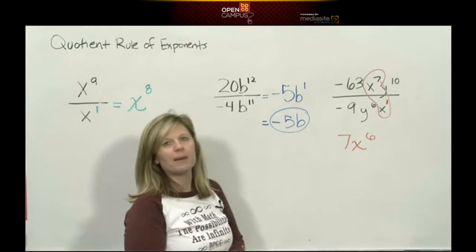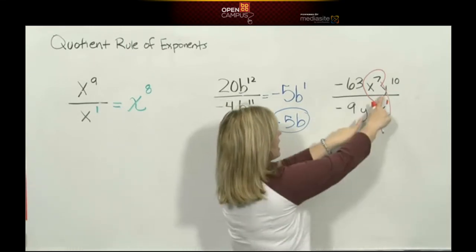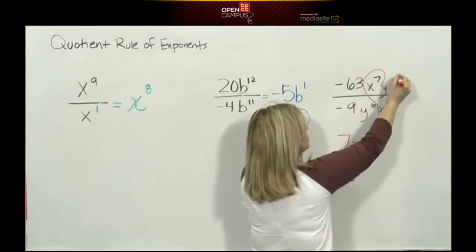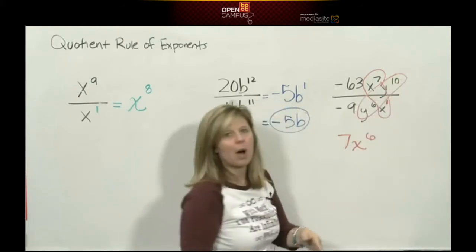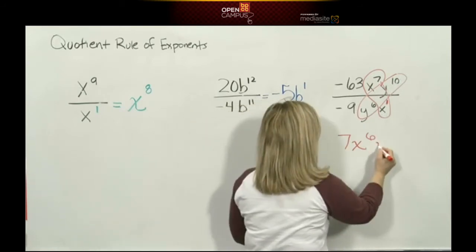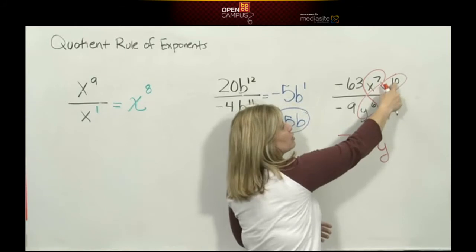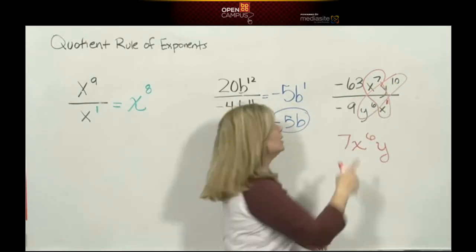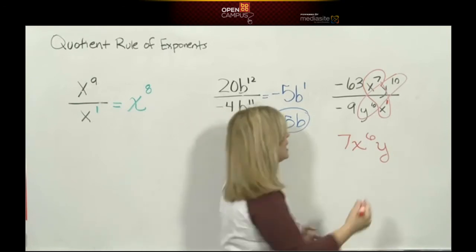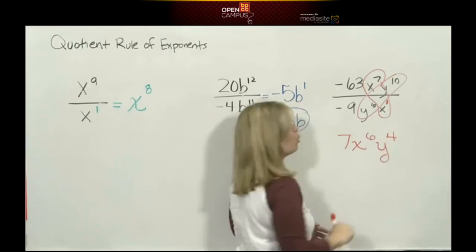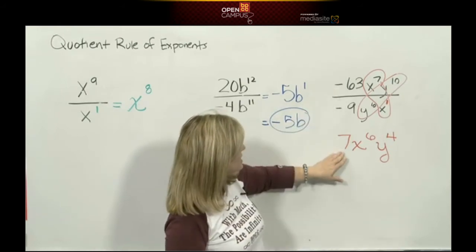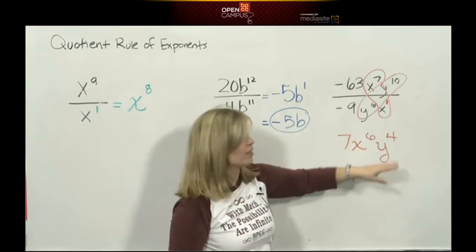Do I have any other bases that are the same? Yes, I have the y's. I have y to the 10th and y to the 6th. They're the same base. So I'm going to divide them, which means I'm going to subtract their exponents. The base stays y, but there's 10 y's in the numerator. There are 6 y's in the denominator. So if I take 6 from 10, I'm left with y to the 4th, 4 y's. So the quotient would be 7x to the 6th, y to the 4th.